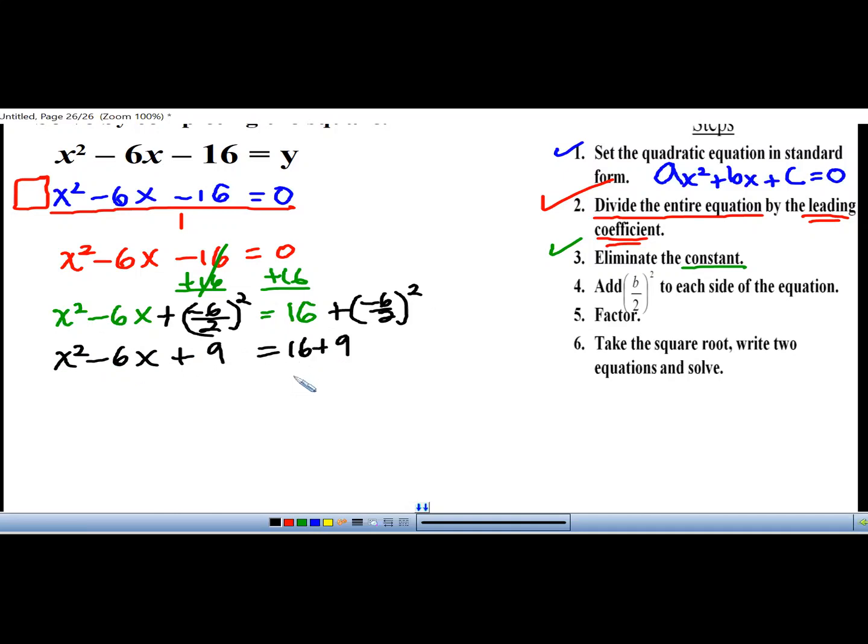If I simplify the right side, that's 25. And I bring everything else down, x squared minus 6x plus 9. Copy that, please. I'll give you some time.